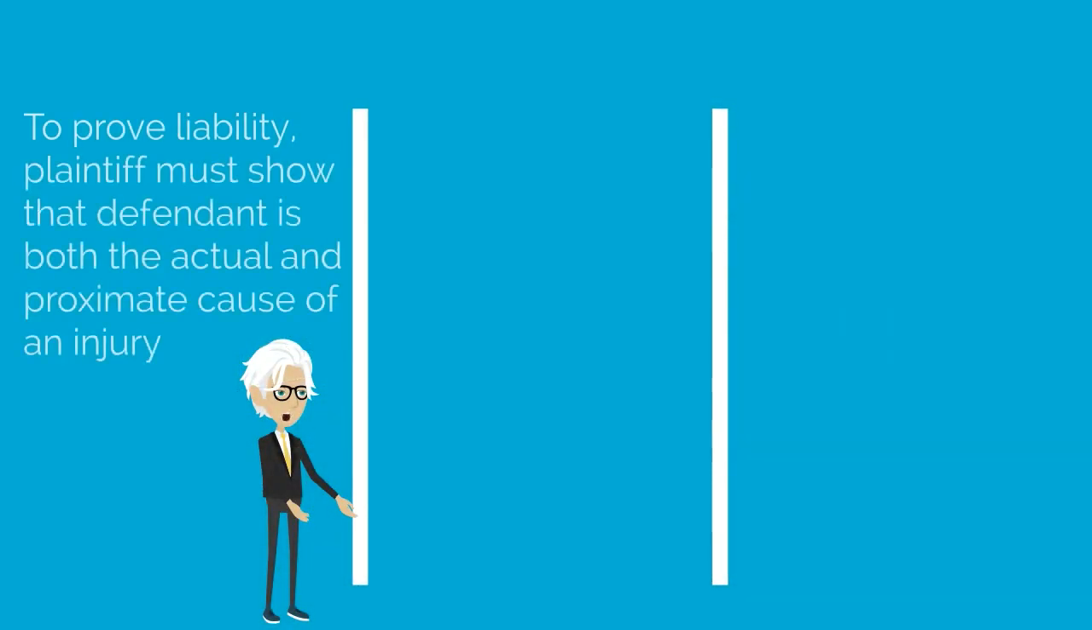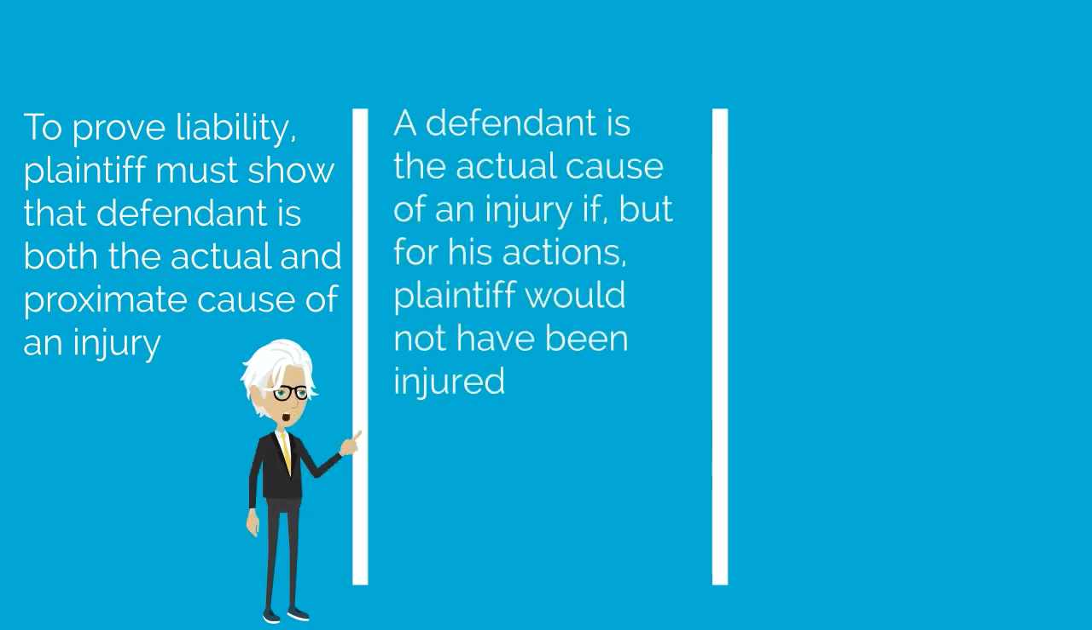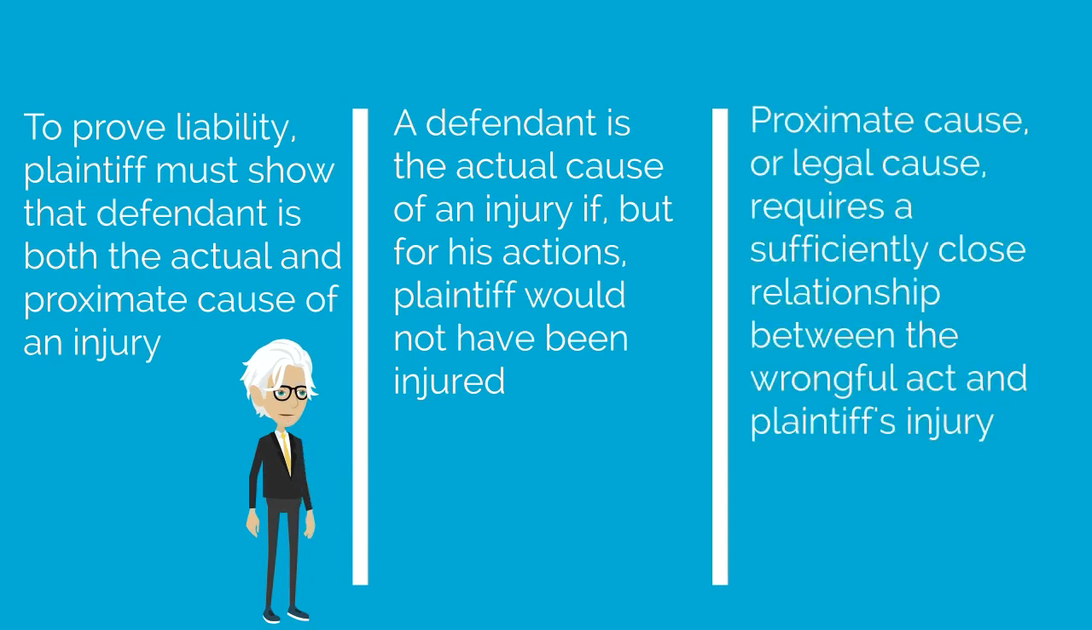To summarize, to prove liability, plaintiff must show that defendant's actions were both the actual and proximate cause of his injury. The defendant's wrongful action is the actual cause of an injury if, but for his actions, plaintiff would not have been hurt. Proximate cause requires a sufficiently close relationship between the defendant's wrongful action and plaintiff's injury.